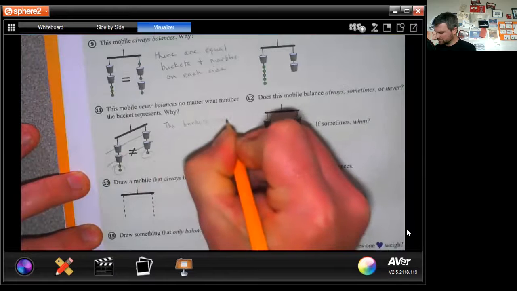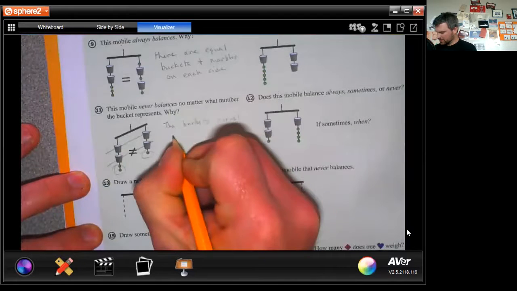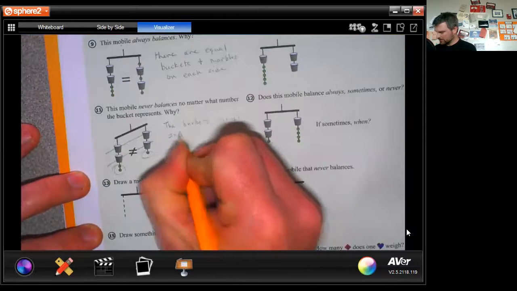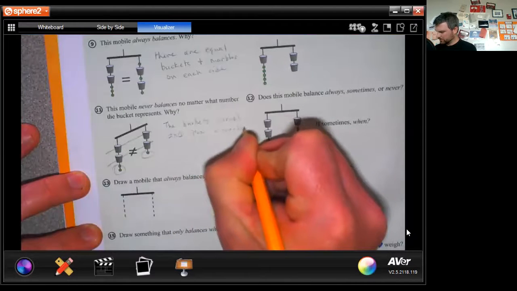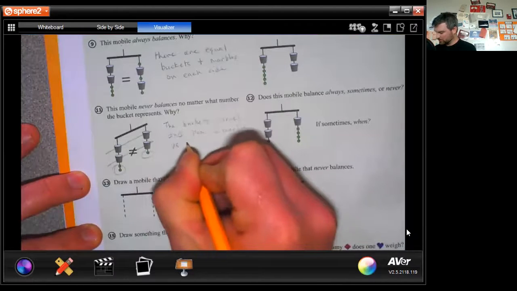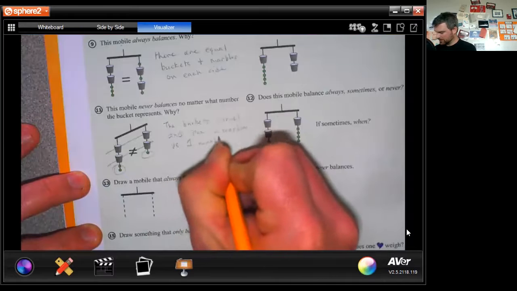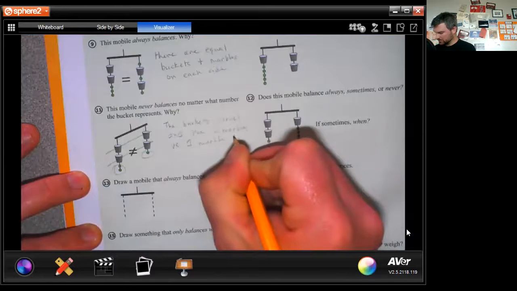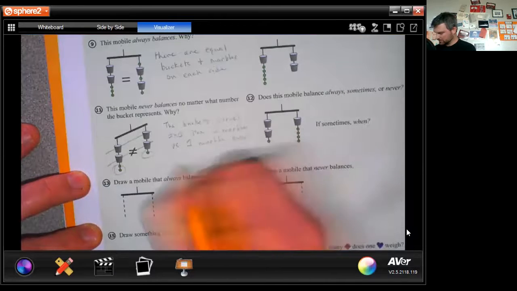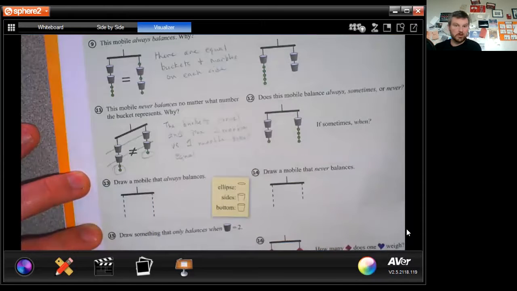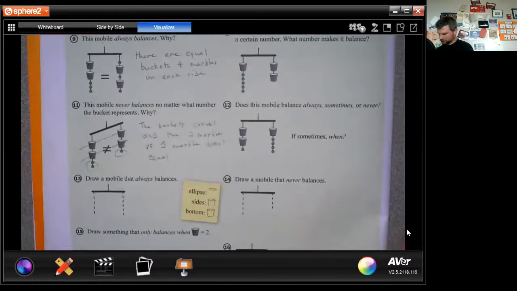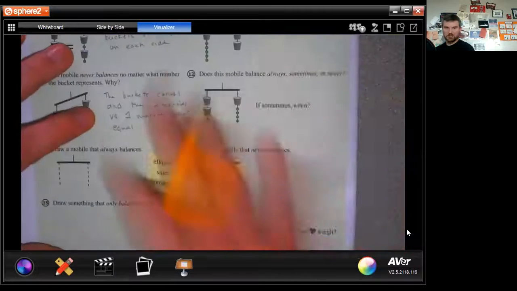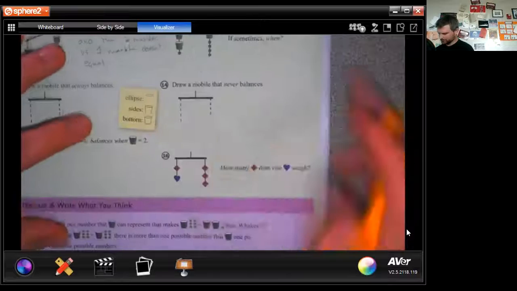So we can say the buckets cancel, and the 2 marbles versus 1 marble doesn't equal. Okay, they don't equal. So I'll leave some of these to you here to kind of try out, challenge yourself.